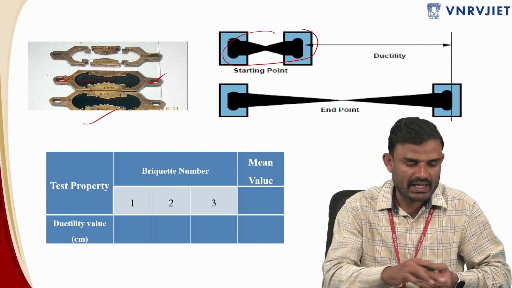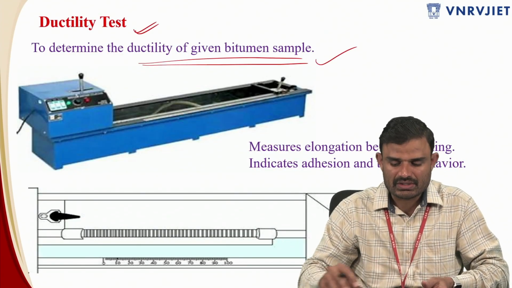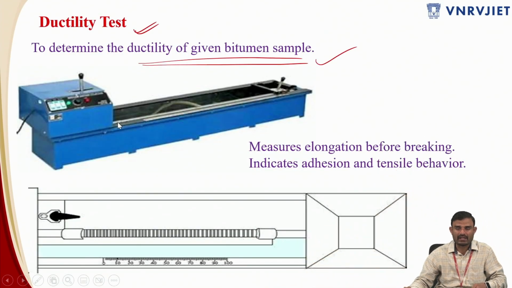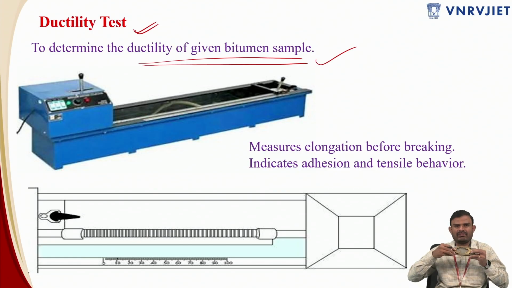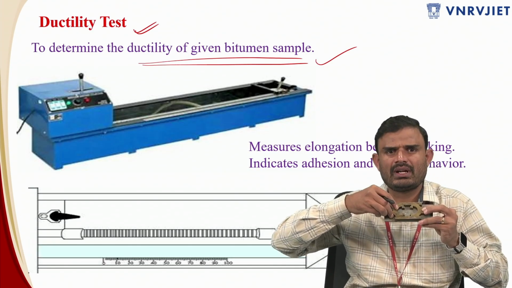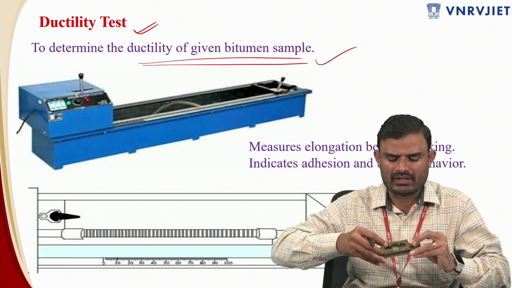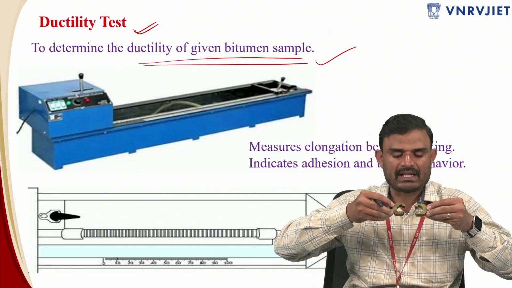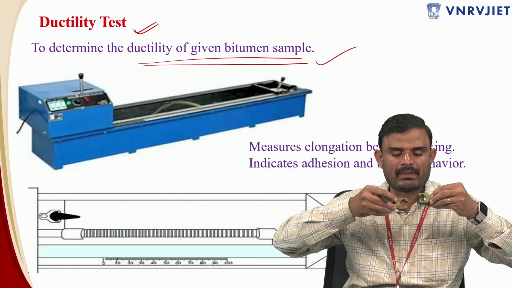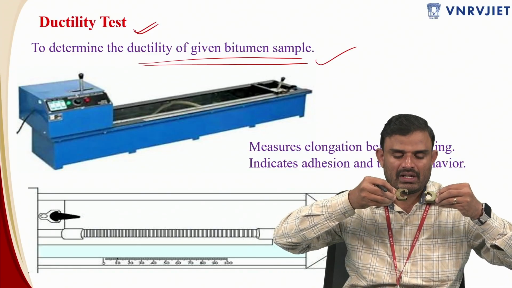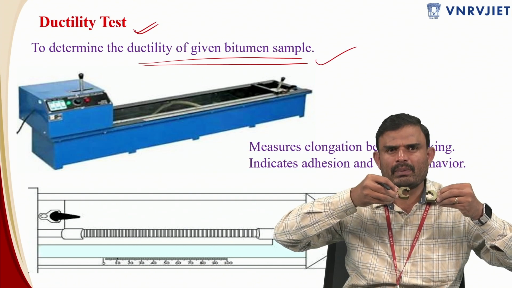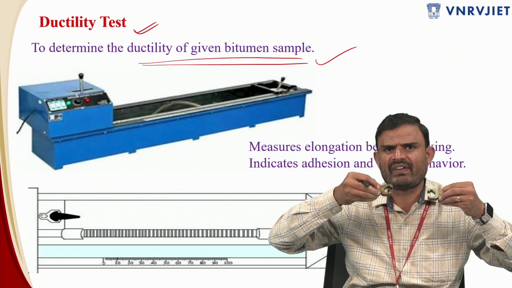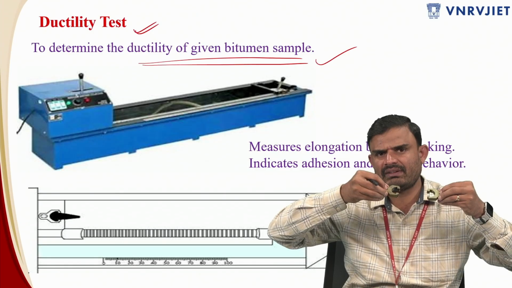That entire assembly has to be placed into this chamber. This is basically the drum, the machine you are going to have. You have to place this like this. One side of this is fixed, and the other side will keep on moving. Once I keep this entire assembly, there won't be any plate over here. I'm having a bitumen sample here, which will be connected to the fixed arm, and this will be connected to the mobile arm of the ductility machine, and this will be pulling. The rate of pulling will be around 5 centimeters per minute.